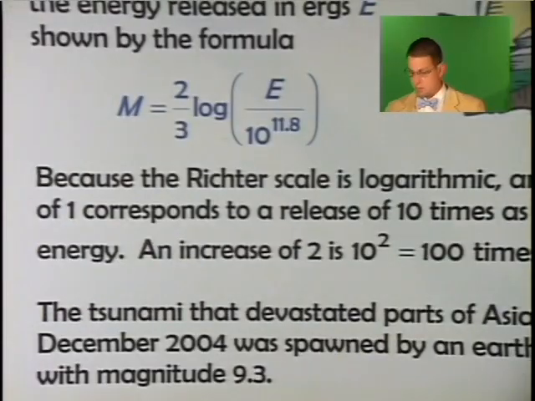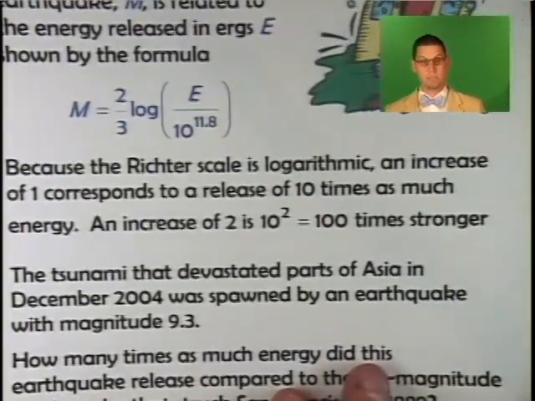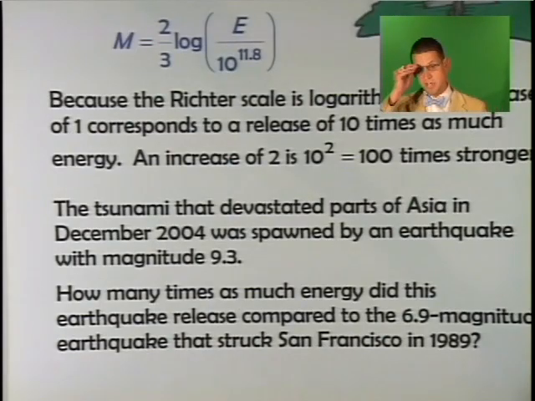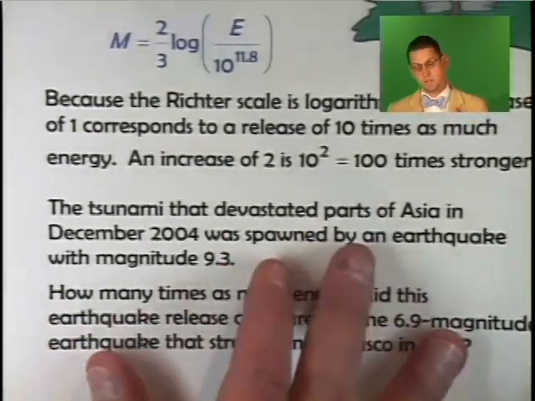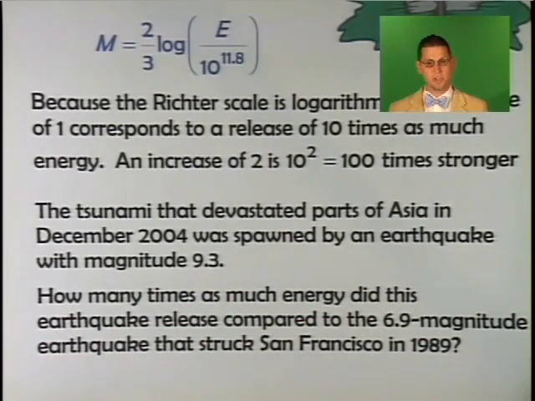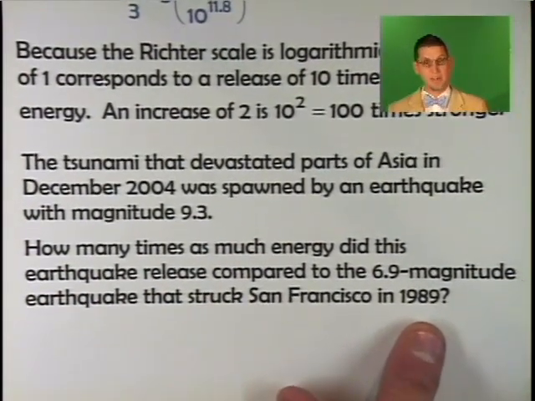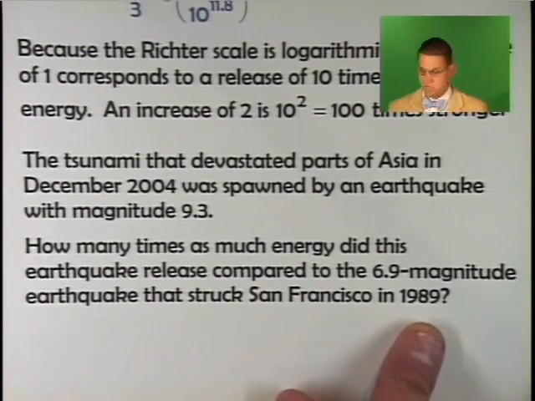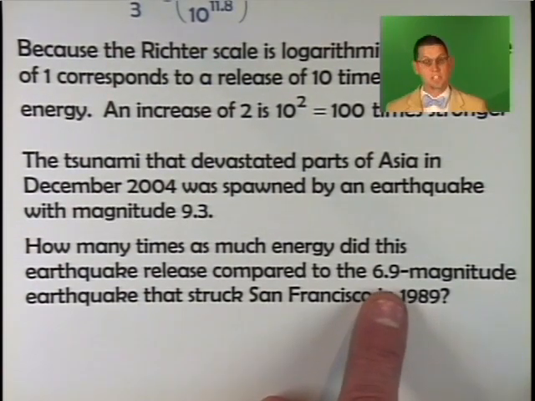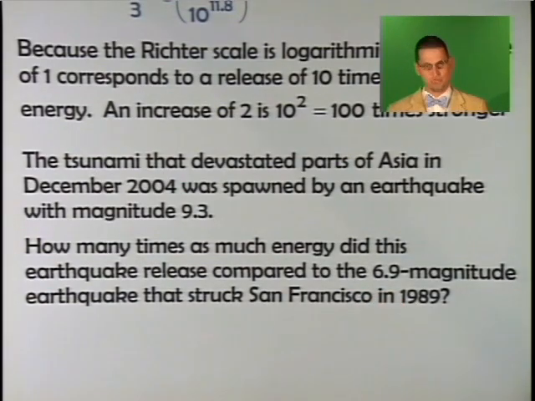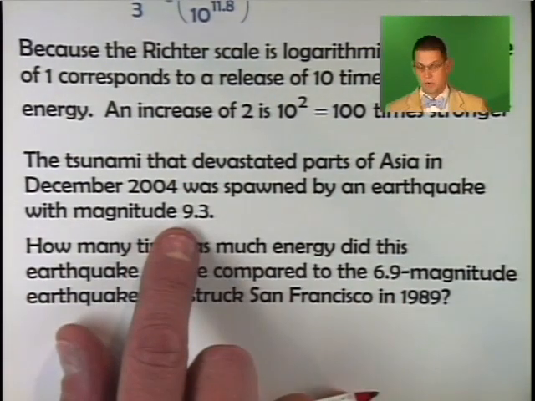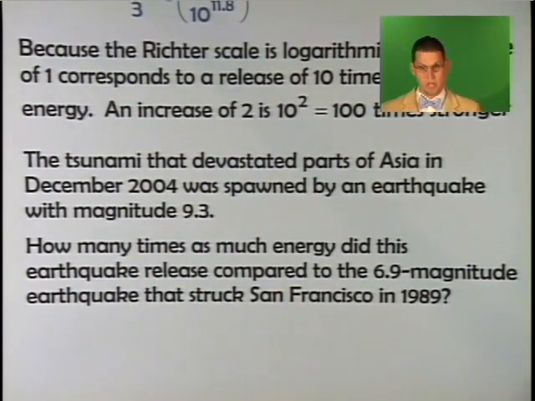Now, this is an example that most of us probably remember: the tsunami that devastated parts of Asia in December of 2004. It was spawned by an earthquake that started out in the ocean that registered a magnitude of 9.3. Huge earthquake. What we want to know is how many times stronger, or how much more energy, did that earthquake release than the one that struck San Francisco in 1989, which I remember interrupted the World Series between the Giants and the Oakland A's. It only registered 6.9. So how much more energy did the 9.3 earthquake release than the 6.9?